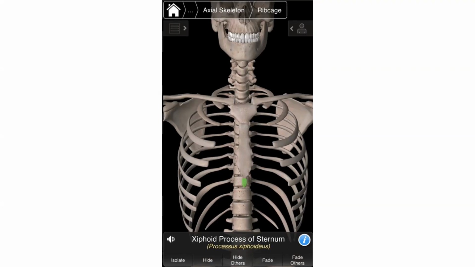And then the very last thing is the xiphoid. The xiphoid is the most inferior aspect of the sternum. It's this little point down here at the bottom. So pretty small. It's not quite as small on the ones in lab. But again, it's kind of this little pointy thing down there.